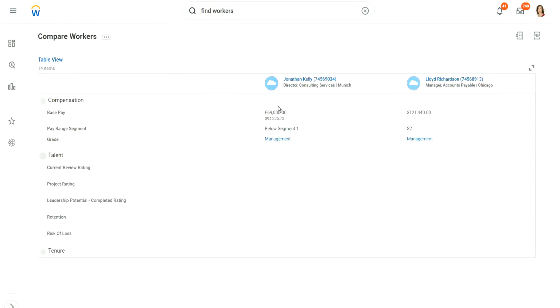So now you are looking at this and you see that the base pay for Jonathan Kelly, in Munich in Germany, is 69,000 euros. And Lloyd Richardson is in Chicago. He is $121,440. Now you see that in the grade it says below segment 1 and this is segment 2. So what does this tell you about the way these two people are paid?